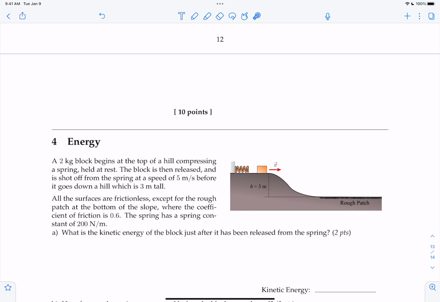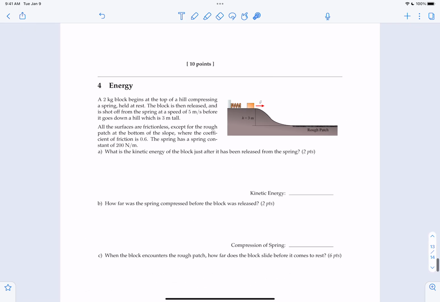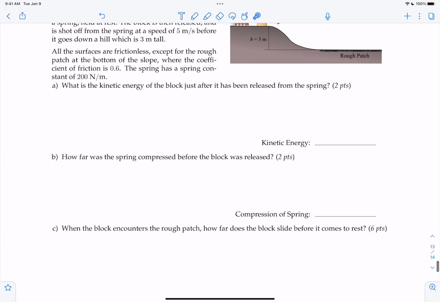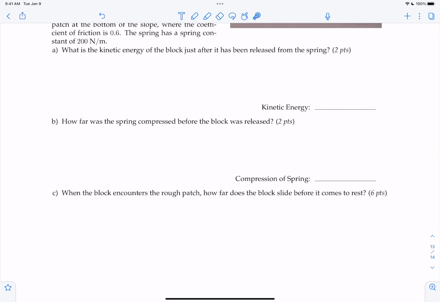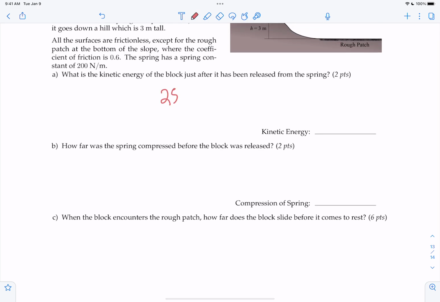Okay, so let's see here. I'll just write down the answers that I have for A and B from the answer key, just so we have all the information pertinent to solving part C. So we have 25 joules here, which was the kinetic energy after it's been released from the spring. How far is the spring compressed? It was compressed 0.5 meters, right? Now, when the block encounters the rough patch, how far does the block slide before it comes to rest?